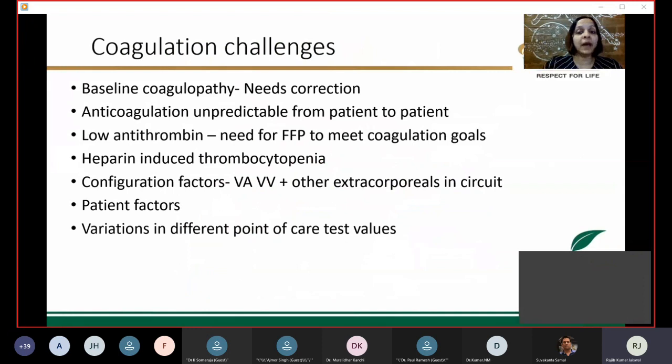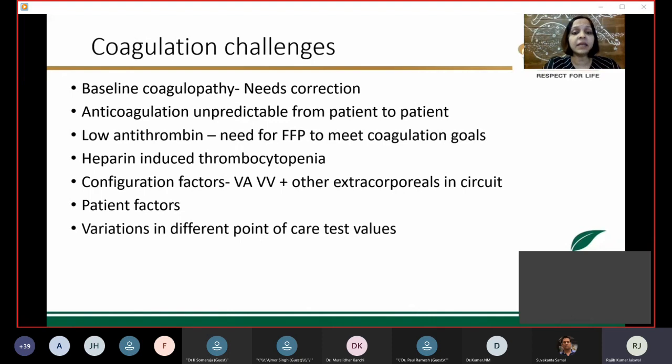The starting numbers matter prior to ECMO initiation, and hence aggressive correction of hemoglobin and coagulopathy helps not only to meet ECMO goals immediately, but also to decide on heparinization dose and targets if there is no factor deficiency. Anticoagulation response differs in some patients who drop platelets rapidly due to either sepsis or heparin-induced thrombocytopenia. Antithrombin deficiency too makes heparinization challenging.